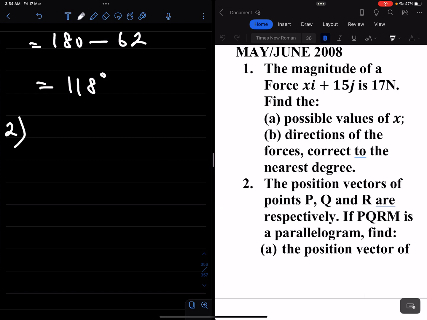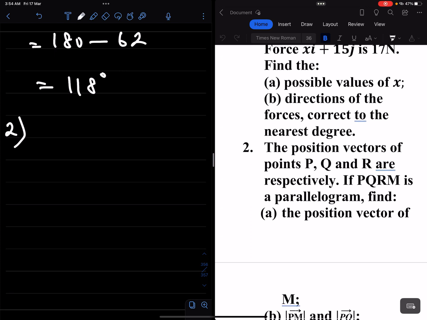The position vectors of points P, Q, and R are respectively. Oh, okay. I think I'll come back to that. Yeah, let's come back to that. I don't think this question is complete. Let's come back to that.